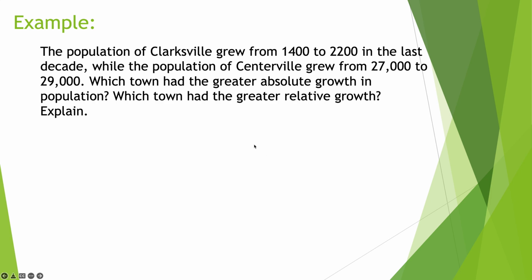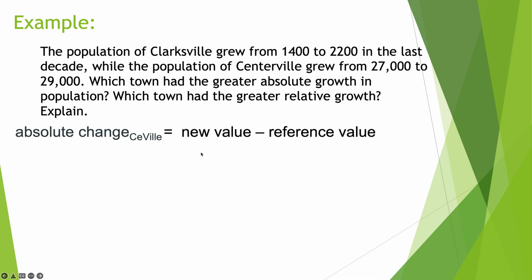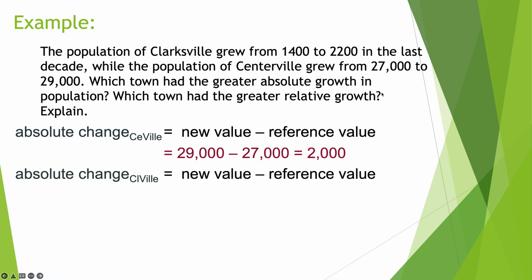Okay, so the absolute change of Centerville, I did Centerville first, is the new value minus the reference, which is 29,000 minus 27,000. Again, you started at 27,000. It grew from the 27,000. From goes first. 29,000 minus 27,000 is a 2,000 change. And the absolute change for Clarksville, that's why I put a CLville here as opposed to CEville for Centerville, would be new value minus reference, which is 2,200 minus 1,400, which is 800.